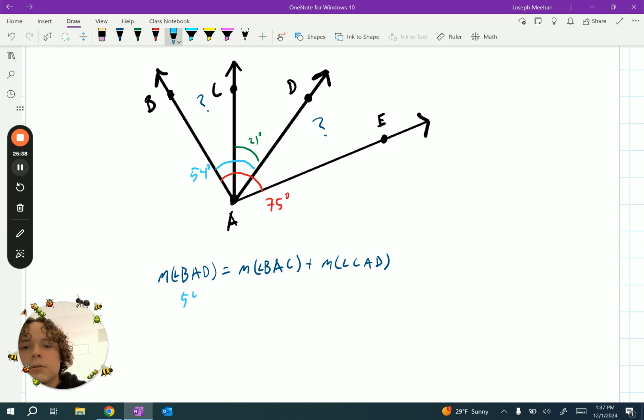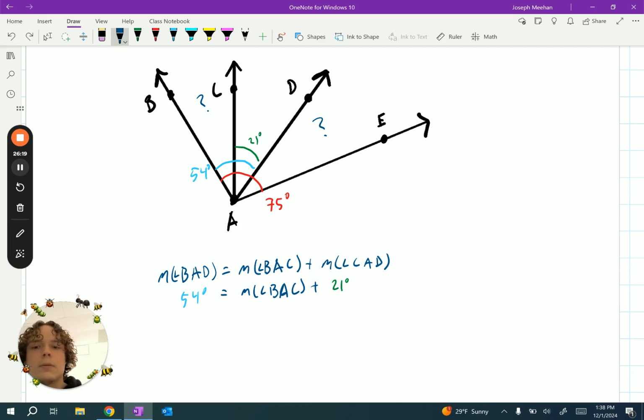BAD is really 54 degrees. It told us that in the problem. All right, what else does it say? It says BAC we don't know, so we can leave that as the measure of angle BAC, plus the measure of CAD, which is 21 degrees. All right, so now we have 54 degrees equals the measure of BAC plus 21 degrees. So all you have to do is imagine that the measure of angle BAC is just like a variable, just like X or Y in any problem where we use a variable, right? So we just solve for the variable.